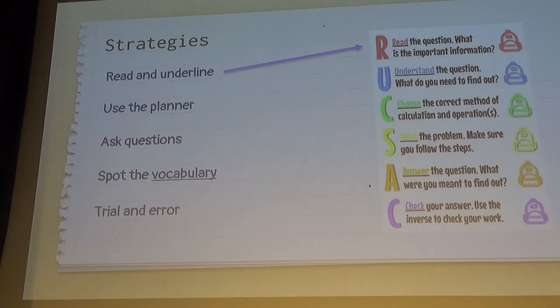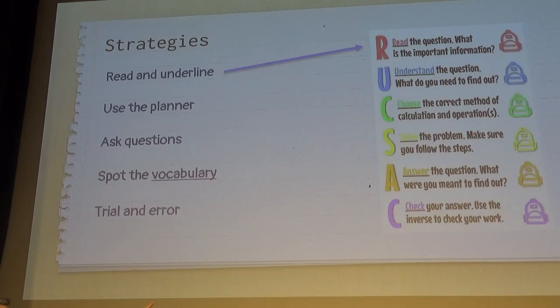Which of the things can we forget? Try and understand the question. What is it asking us to do? Then choose the method. Is it an addition? Is it a subtraction? How will we do that? Will we get out some blocks or some Lego bricks? Will we use a written method, if we're working on written methods? And then solve the problem and write down the answer.